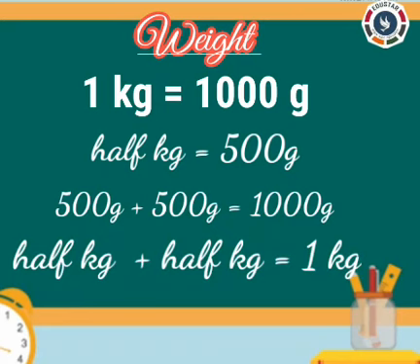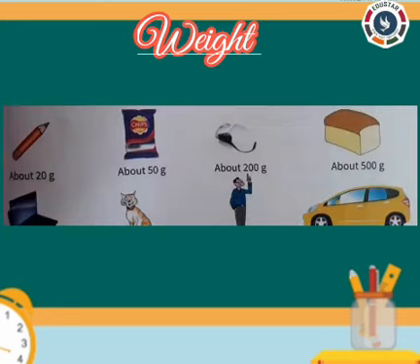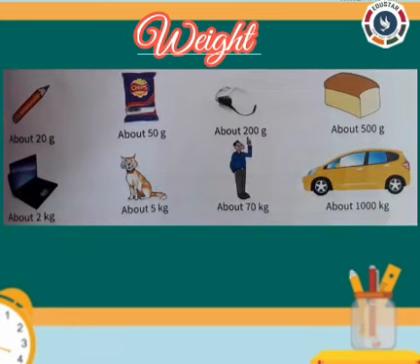Let's see the weight of some things around us. The pencil weighs about 20 gram. Chips packet weighs about 50 gram. Mouse weighs about 200 gram. Loaf of bread weighs about 500 gram. Laptop weighs about 2 kilogram. Cat weighs about 5 kilogram. The human weighs about 70 kilogram. The car weighs about 1000 kilogram.